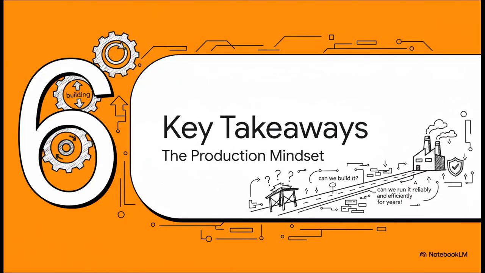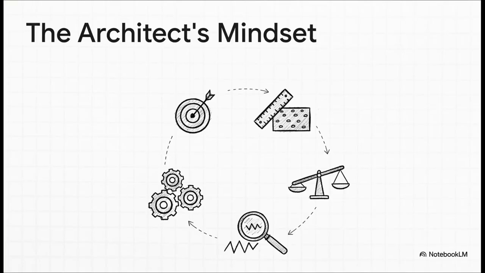Okay, so after going through all of these challenges, what's the big takeaway? It all boils down to adopting a production mindset from the very first line of code you write. It's a huge shift from thinking, can I build a cool demo? To asking, can this system survive in the wild for the next 5 years? So what does that mindset look like in practice?